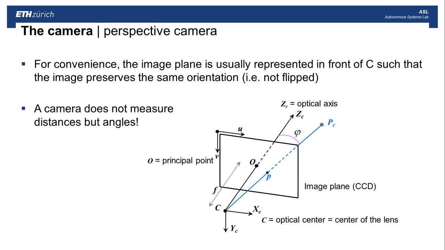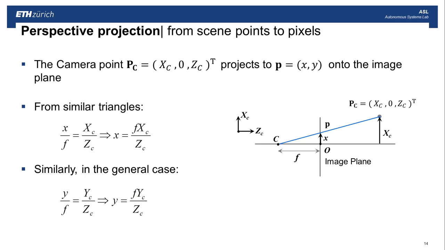One thing to remember is that the camera does not measure distances but angles, so a camera is a bearing sensor. Now, how do we find the projection p of a scene point capital P onto the camera frame? To do this, we can just use the similar triangles. From similar triangles, we get these equations, as we have demonstrated in the previous slide. And similarly, we also get a similar equation for y.